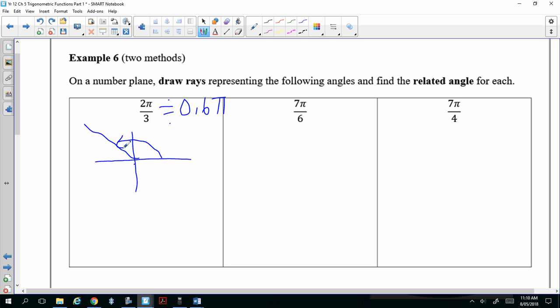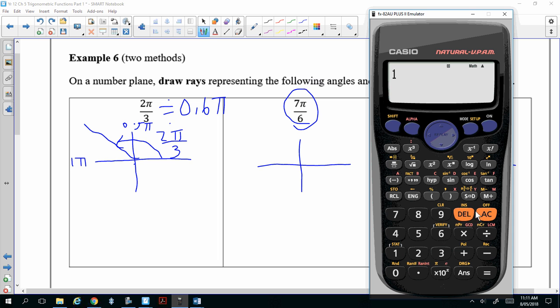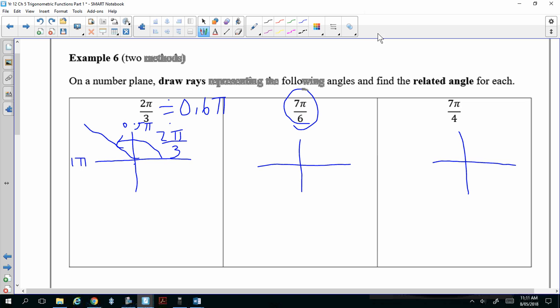Now, try to find out where this is. All right, 7/6. What's 7/6? It's 1 point something, so we know 7/6 is going to be more than 1 and less than 1.5, so it's between 180 and 270 degrees. Press equals, 1.16. So we know it's going to be in the third quadrant, because it's between 1 and 1.5 pi. This is 1.16 pi, so it's in the third quadrant.